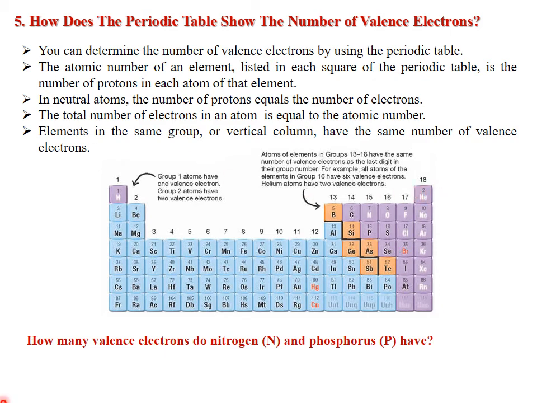Now, how many valence electrons do nitrogen and phosphorus have? Let's find nitrogen in the periodic table. Nitrogen is in group 15, so it should have 5 valence electrons. Phosphorus is in group 15 also, so it has 5 valence electrons.